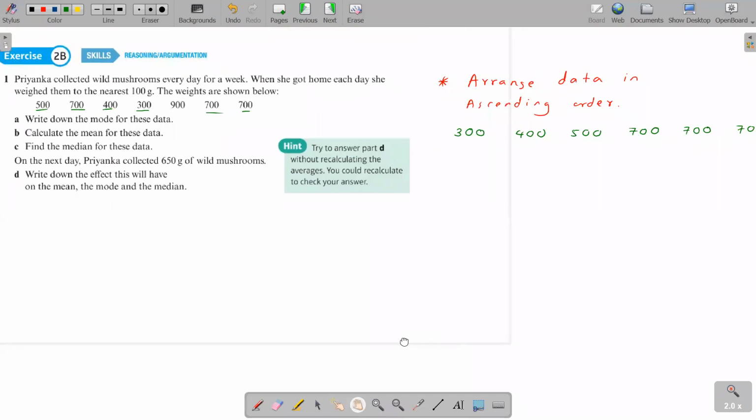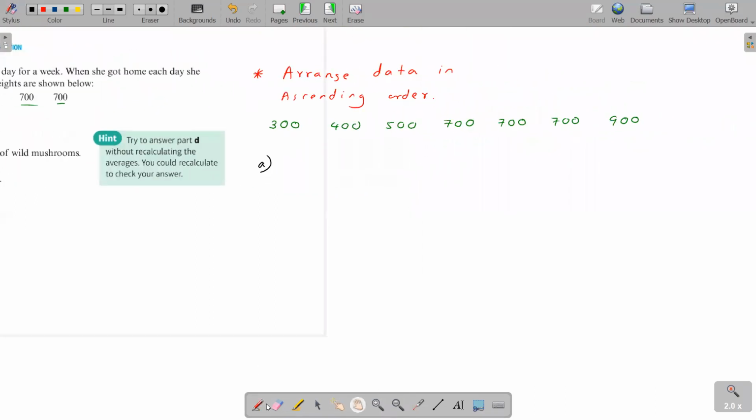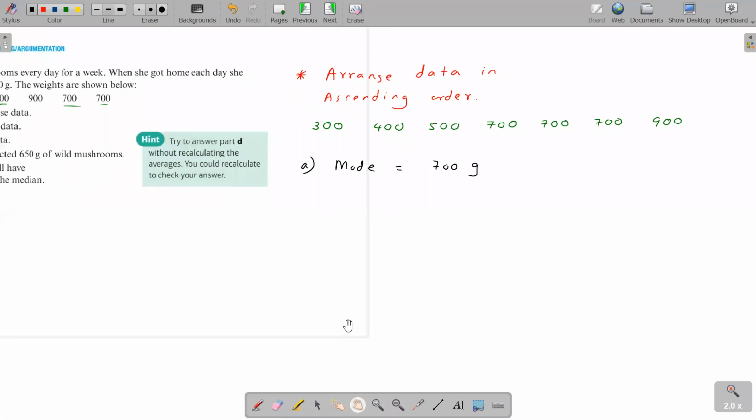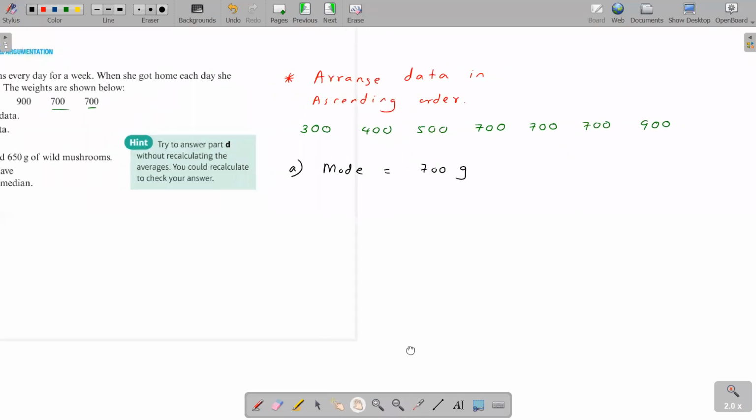Then they ask you part A, write down the mode for these data. What is the mode for this data set? The most occurring value is 700. So it's in grams, 700 grams is the weight, and the most occurring data value, 700 grams, is the mode.